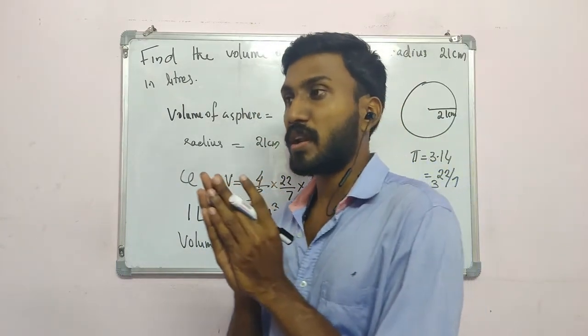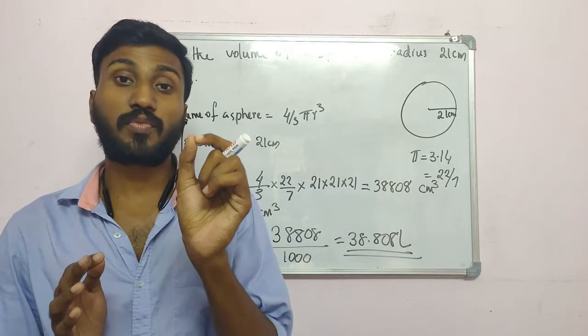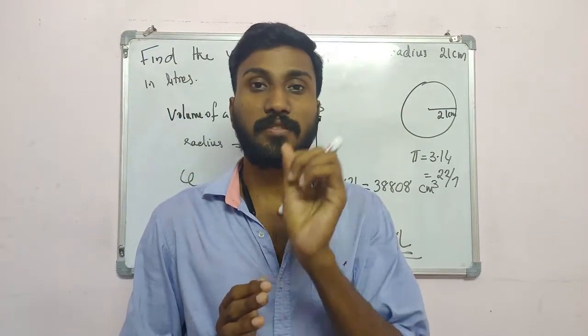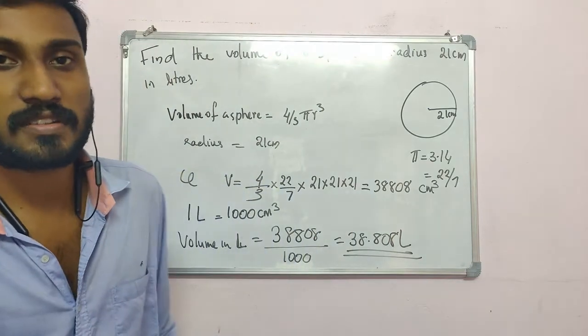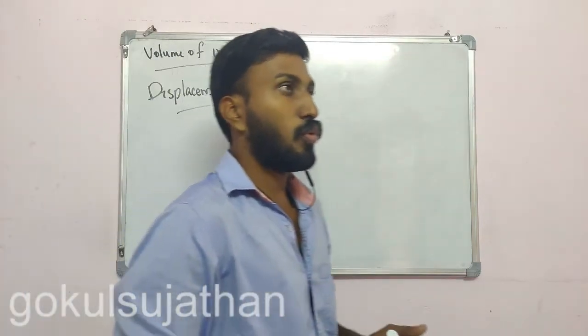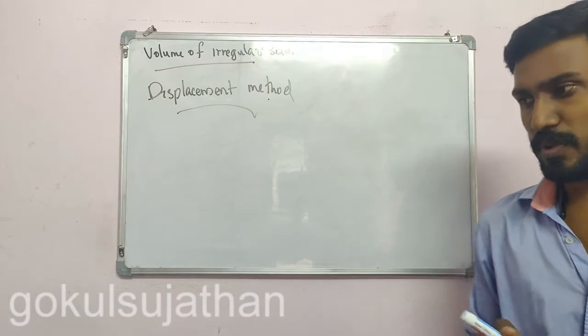The volume of an irregular solid is found by the method of displacement. The method is the displacement method, so we can discuss the displacement method. Volume of an irregular solid by the displacement method.